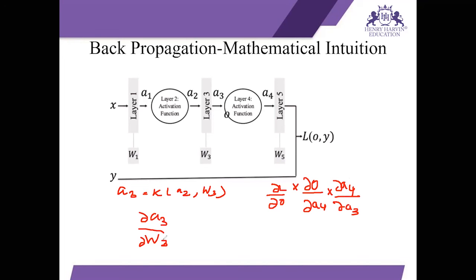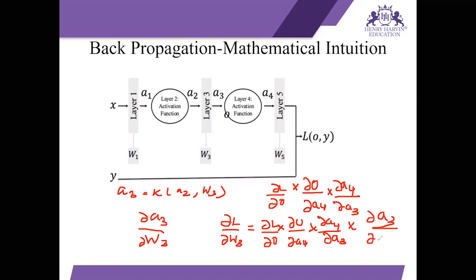∂A3/∂W3, right? So let me write it with respect to loss now. ∂L/∂W3 is equal to ∂L/∂O into ∂O/∂A4 into ∂A4/∂A3 into ∂A3/∂W3. Right, this is pretty simple, right?